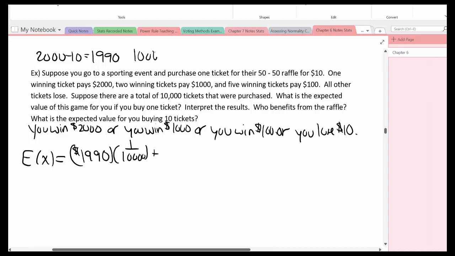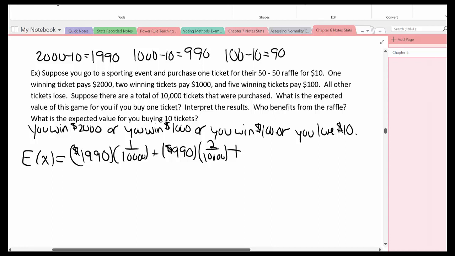If you win 1,000, don't forget you still have to pay the $10, so your profit would be $990. And that is 2 winning tickets, so that's going to be 2 over 10,000. Or means to add, if you win 100, 100 minus 10 is $90 that you would profit. And there are 5 winning tickets, so that is going to be times 5 over 10,000.